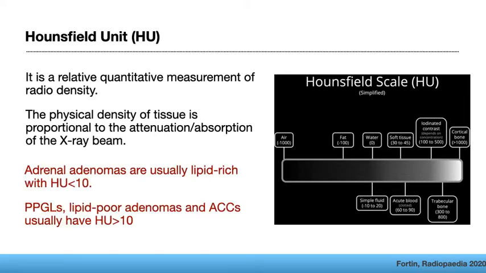That's why adrenal adenomas, which are usually lipid-rich, have a Hounsfield unit of less than 10. However, pheochromocytomas, paragangliomas, lipid-poor adenomas, and adrenocortical carcinomas, which are all lipid-poor, have a Hounsfield unit of more than 10.